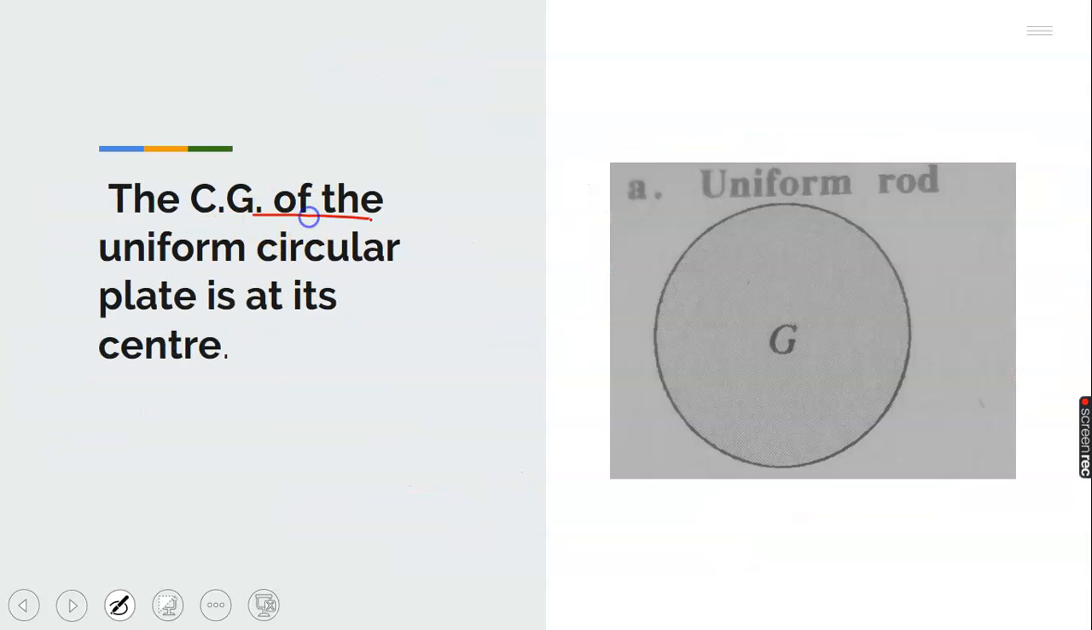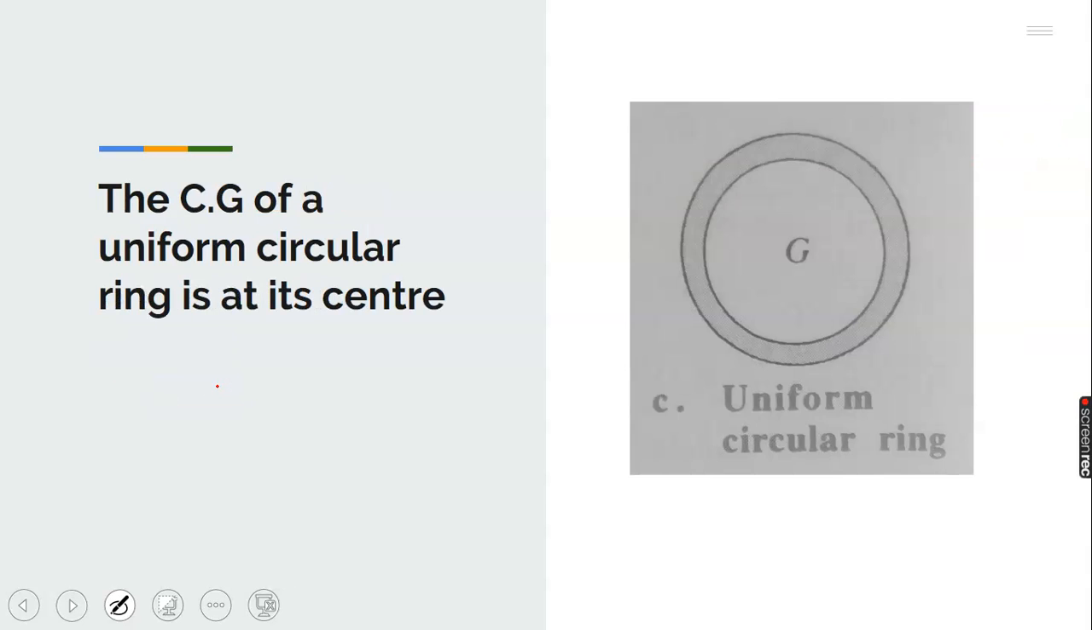Now, the center of gravity of a uniform circular plate is at its center. Look at it, it's uniform. Unlike the one that we saw before, this one is uniform. Circular disc. It should be plate. Now, the center of gravity is at the center of the plate, just like for the rod.